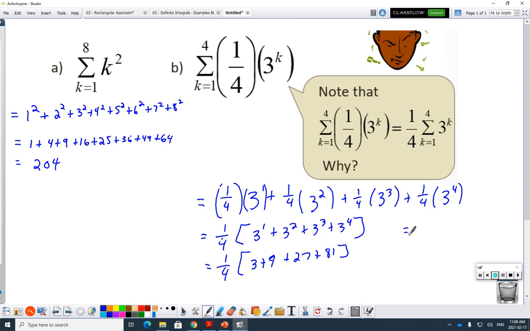So I get 108, 117, I think it's 120 over 4 is 30. Now, it's Wednesday, so I'm not going to believe in Mr. Todd's brain too much here. So I just want to go 3 plus 9 plus 27 plus 81 in my calculator. I get 120, and when I divide 120 by 4, I get 30, adding all that stuff up. Any questions about summation notation?